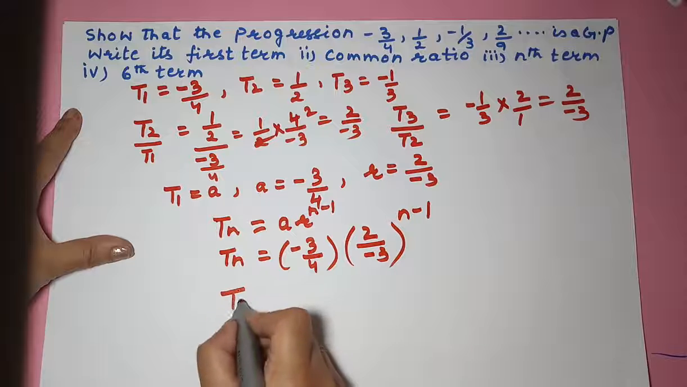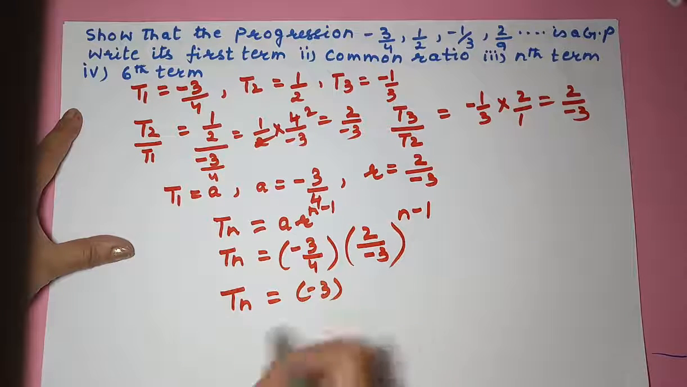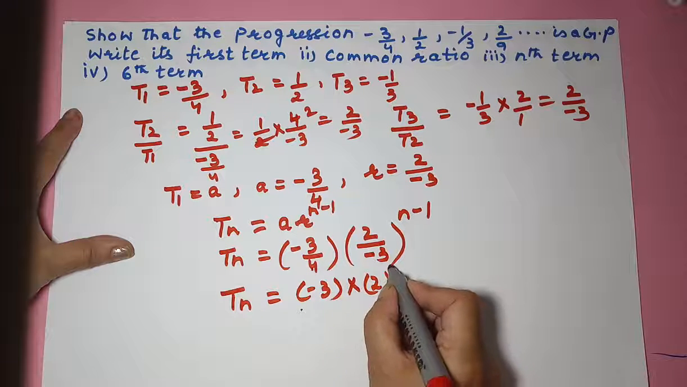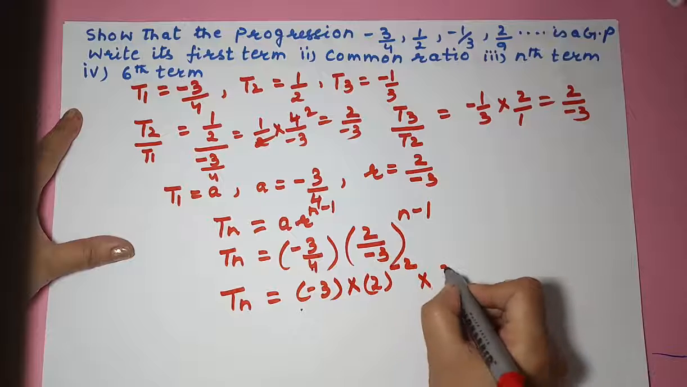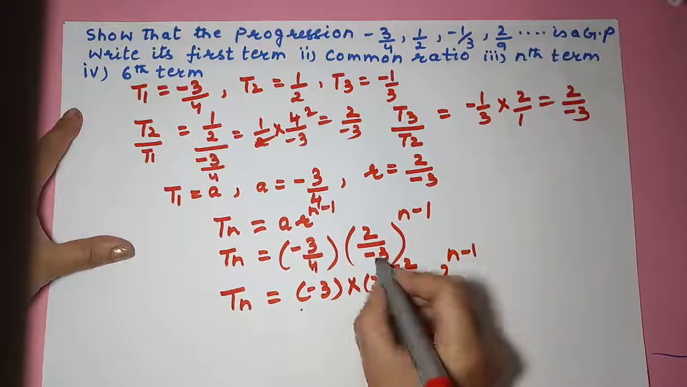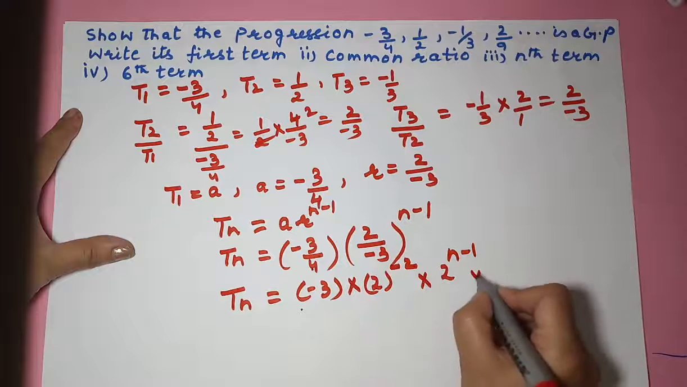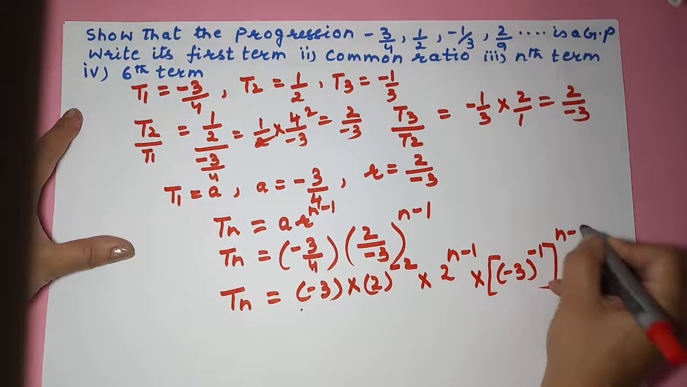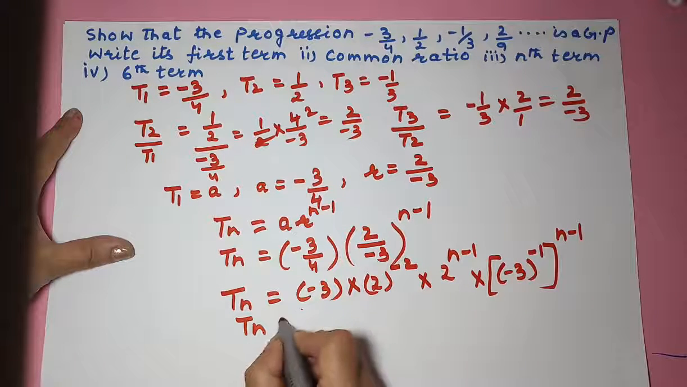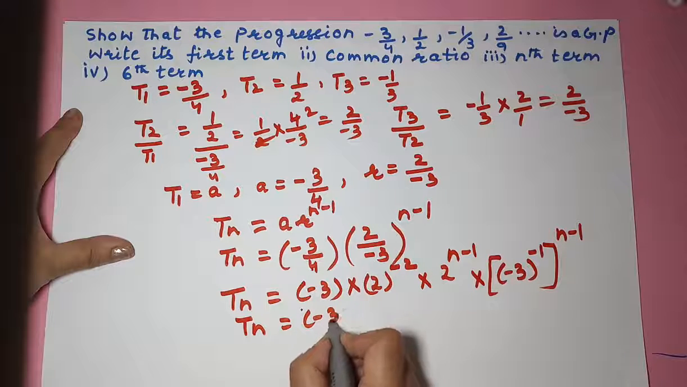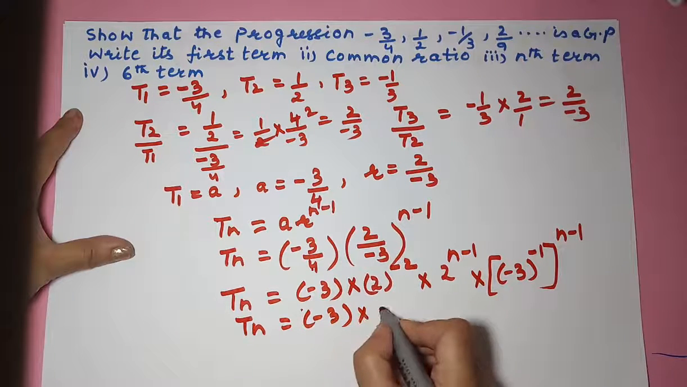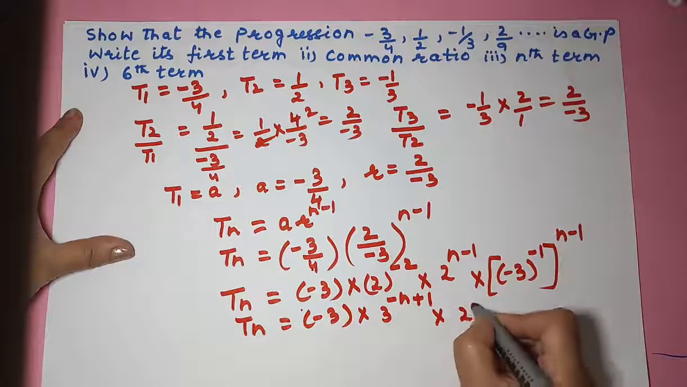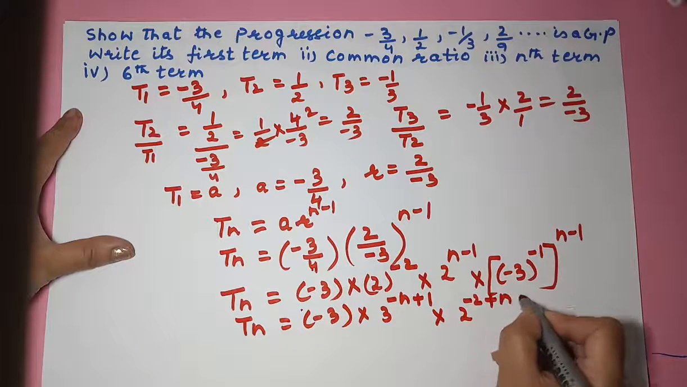Right? Now Tn is equal to minus 3, I'll keep as it is. Right? And this 4 I'll bring up as 2 raised to minus 2. Here I already have 2 raised to n minus 1. And in the denominator I have minus 3, which I can bring up, but that has a power n minus 1 also. So my Tn is equal to minus 3, and if I combine this, this will become 3 raised to minus n plus 1 into 2 raised to minus 2 plus n minus 1.